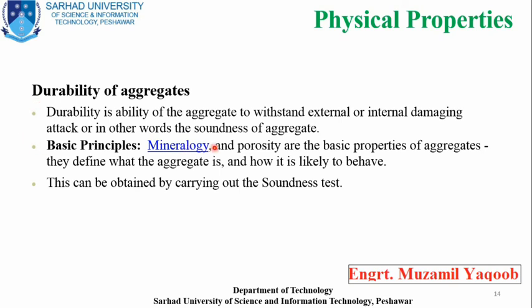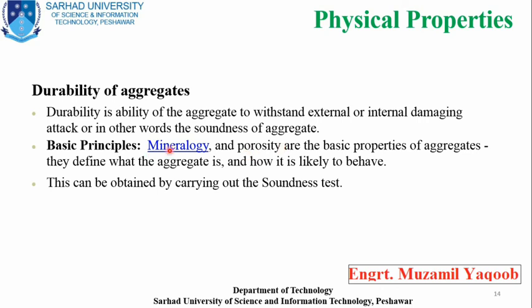And it is known as mineralogy. Mineralogy means different types of rocks, right? As I discussed earlier, three types: igneous, sedimentary, and metamorphic rocks. Another important property is porosity. Porosity means the void or hollow spaces inside the surface of aggregates, known as pores or voids, right? So when you check this property, it is known as porosity.